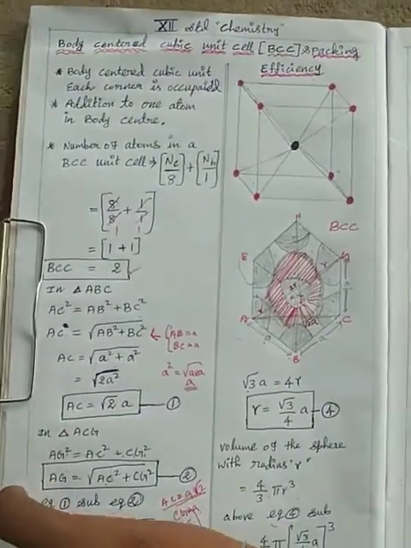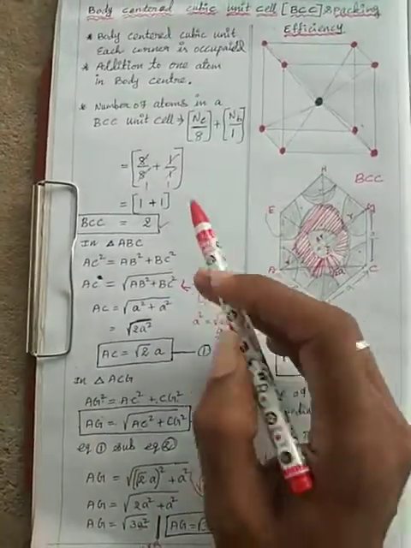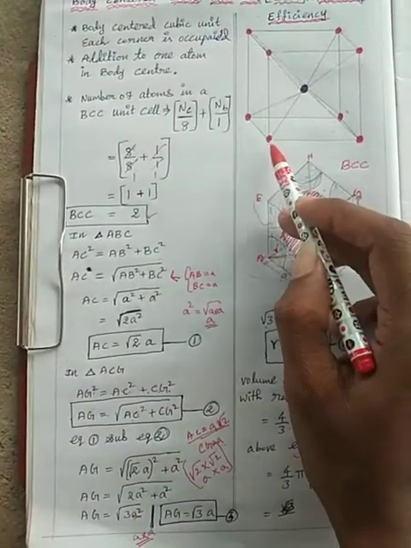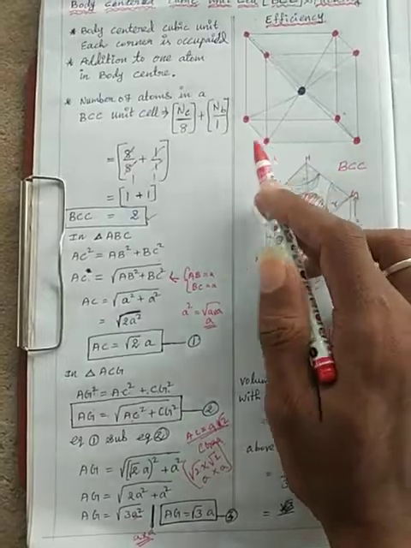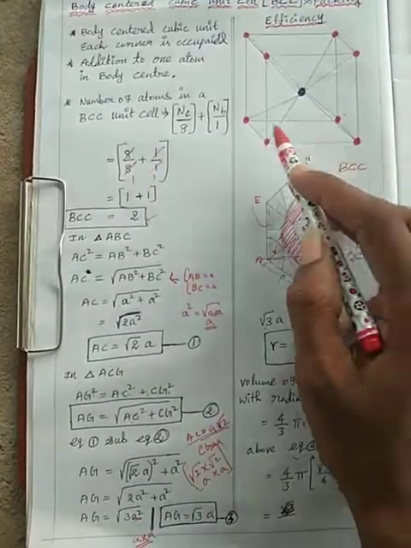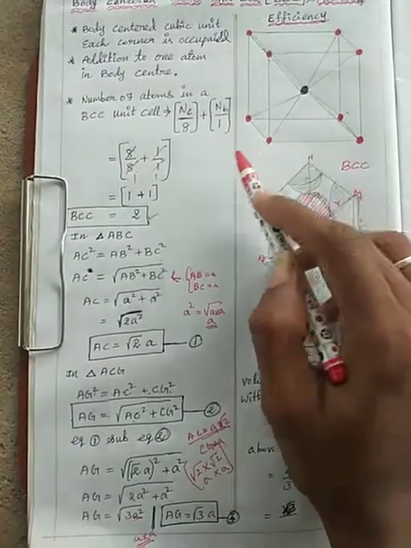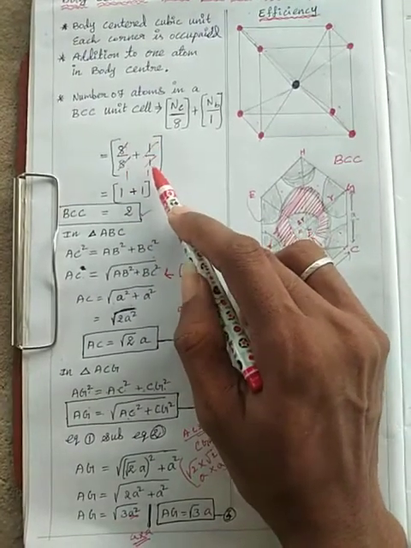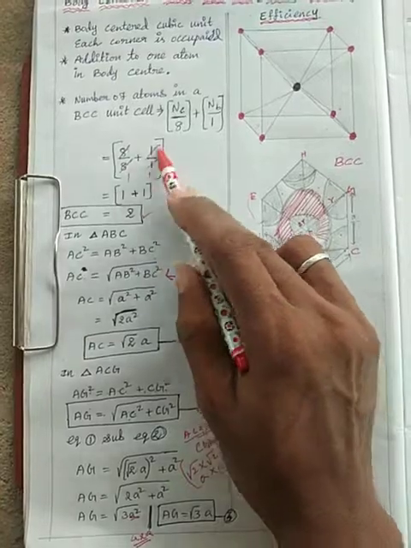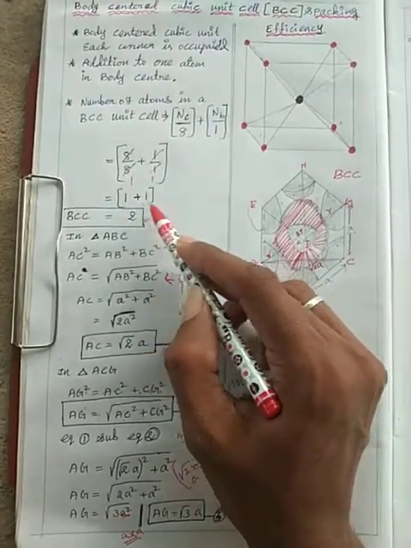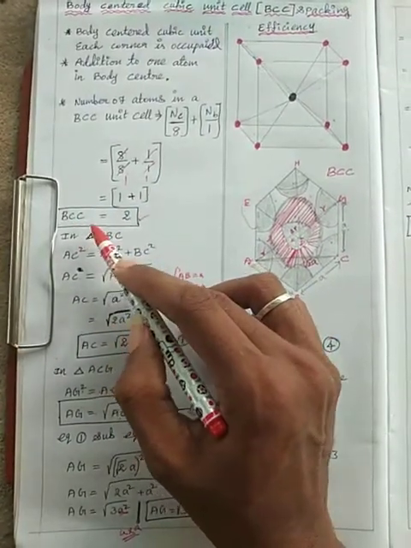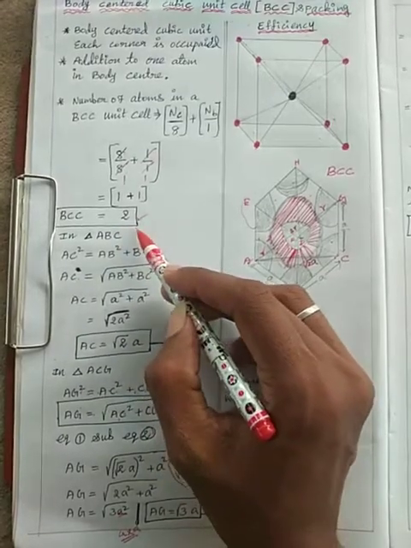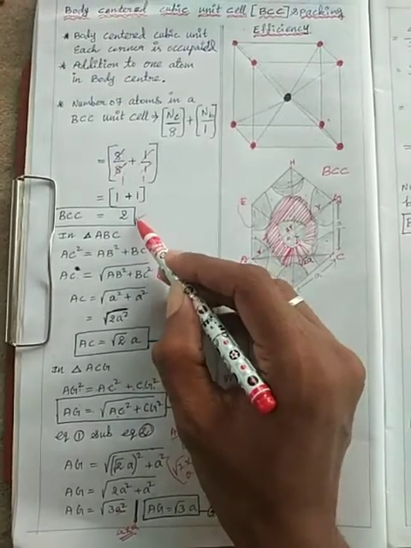Next, apply the formula. Every corner has one atom, and one cubic unit cell considers 8 corners. One cubic unit cell considers one body center atom. So 8 divided by 8 plus 1 divided by 1. Cancel the dividing, so 1 plus 1. So the body centered cubic unit cell value is 2. This is very important.